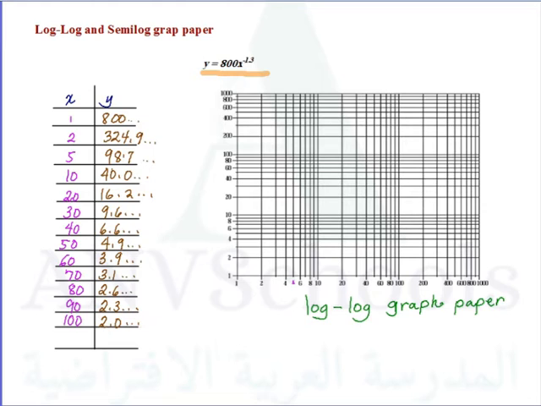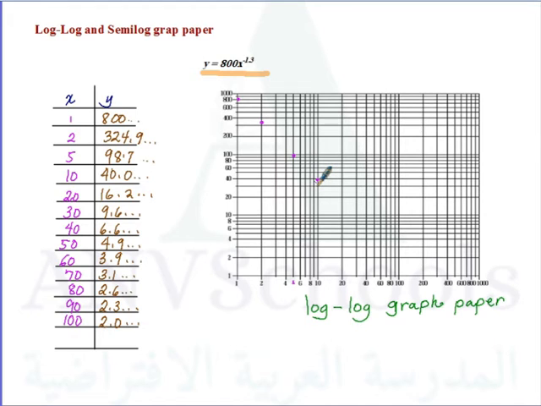Now to plot this on the log-log graph paper, we begin with 1 and 800, somewhere here. Next we have 2 and 324.9. This is 300, so somewhere here. Next we have 5 and 98.7, somewhere here. Then 10 and 40. Where is 40? Here.